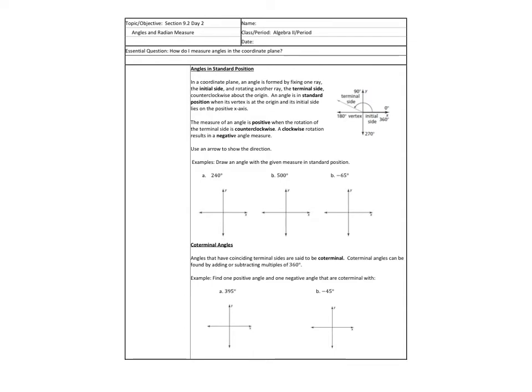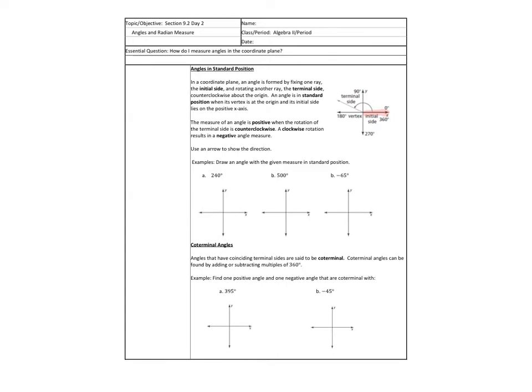We're looking at angles in standard position on a coordinate plane. Our initial side, the starting side of the angle, is a ray that starts at the origin and draws to the right, always on the x-axis. Then we go counterclockwise to show a positive angle.